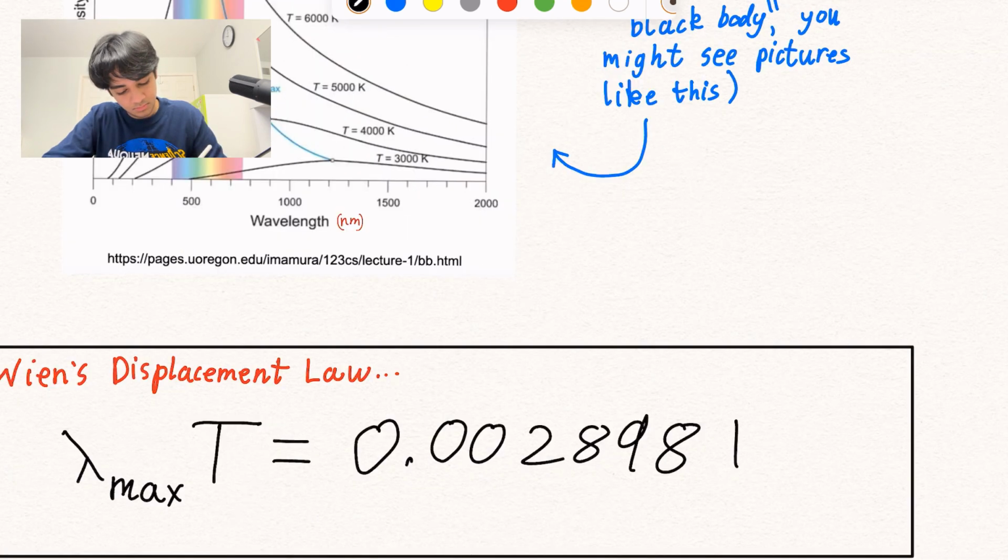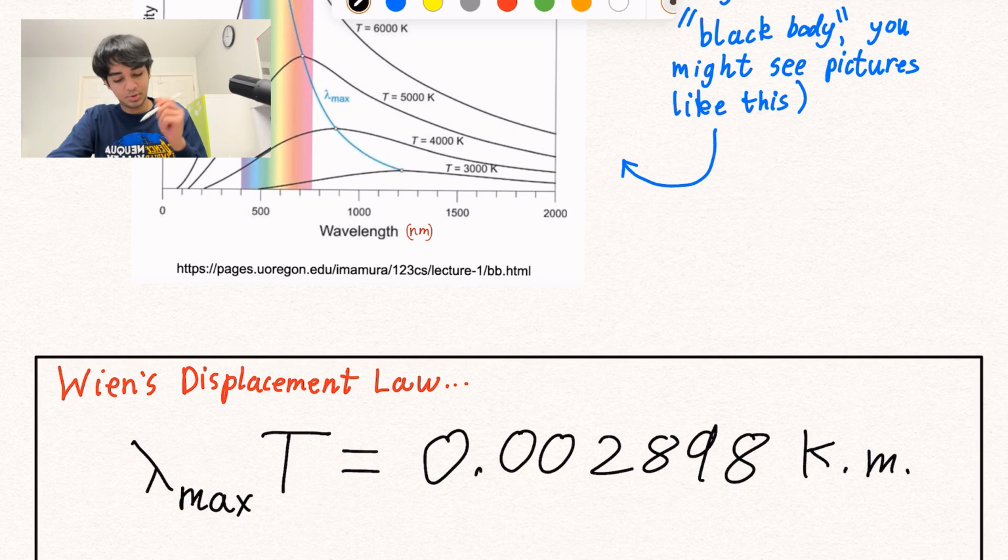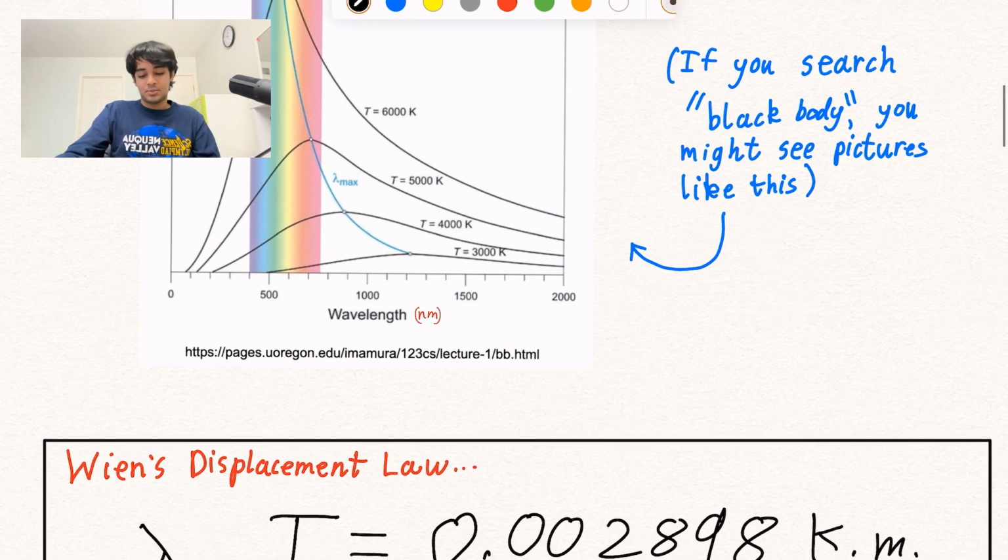0.002898 Kelvin meters. So if you're given the maximum wavelength, you could just plug that into this formula to find the temperature of the star. Or if you're given the temperature of the star, you could plug the temperature into this formula and find the maximum wavelength the star emits. Let's look at an example.